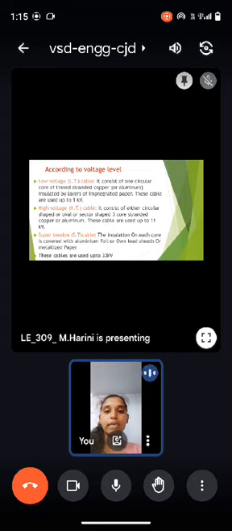Low voltage cable consists of one circular core of tinned stranded copper insulated by layers of paper. These cables are used up to 1 kilovolt. High voltage cable consists of either circular, oval or sector shaped three core stranded copper or aluminum. These cables are used up to 11 kilovolt.